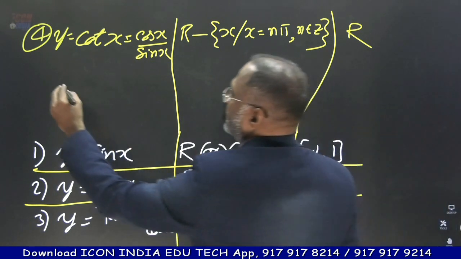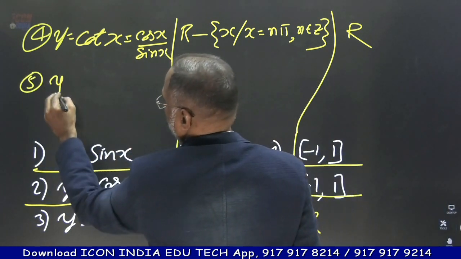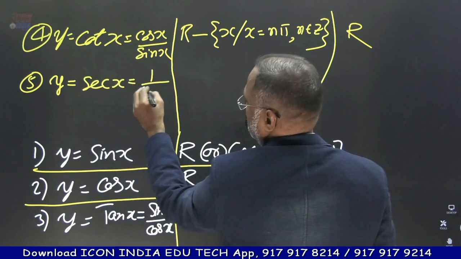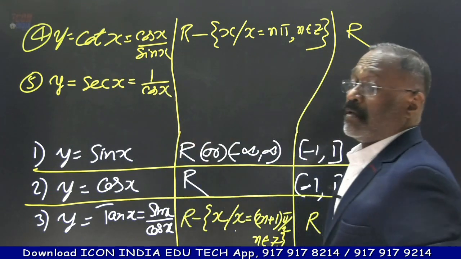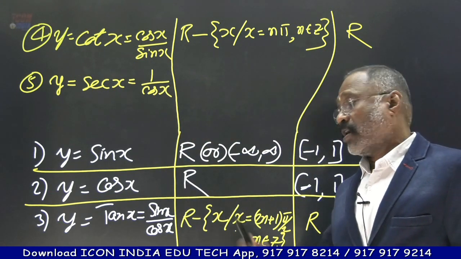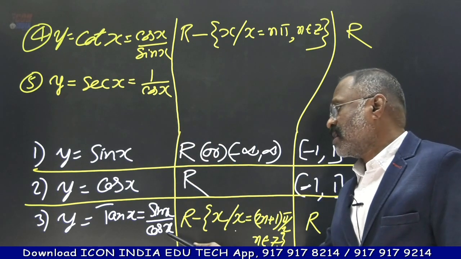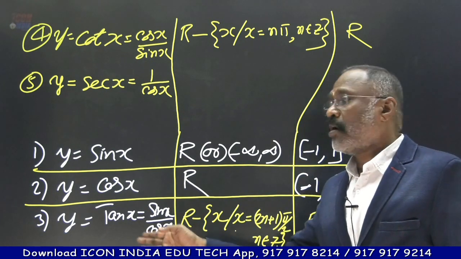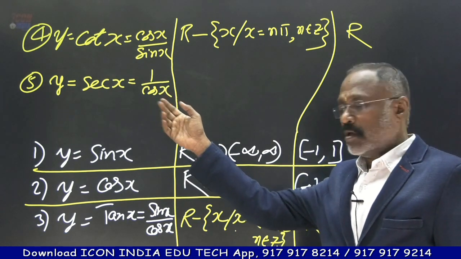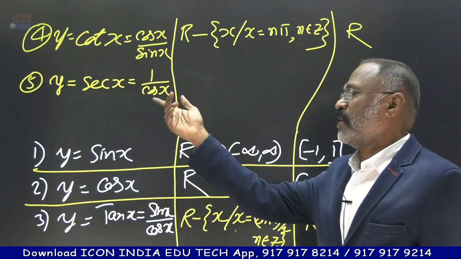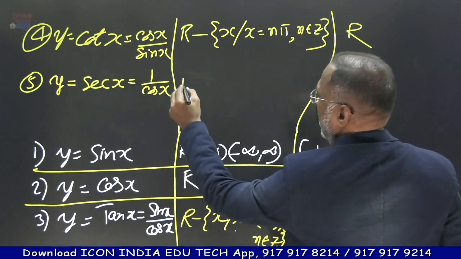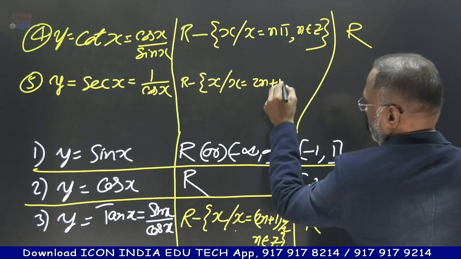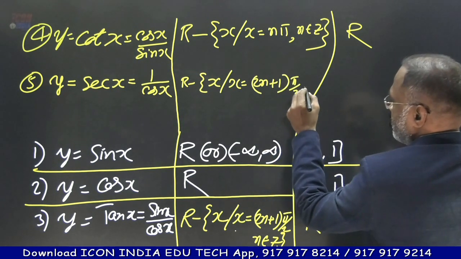Coming to the fifth one, the reciprocal of cos x is secant x, containing cos x in the denominator. A simple understanding here: cos x is in the denominator of secant x and cos x is in the denominator of tan x. So cos x is not equal to 0 here, and obviously here also cos x is not equal to 0, and hence the domain of tan x is the same as the domain of secant x. So it will be R minus {x such that x = (2n+1)π/2, n belongs to Z}.